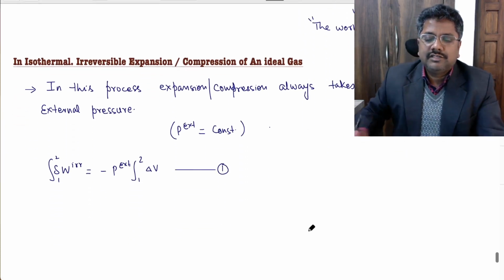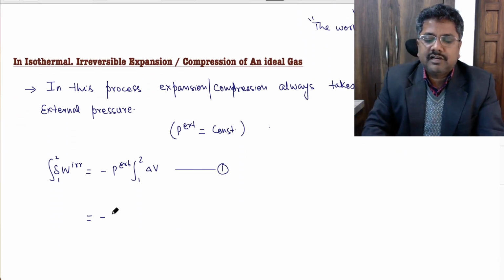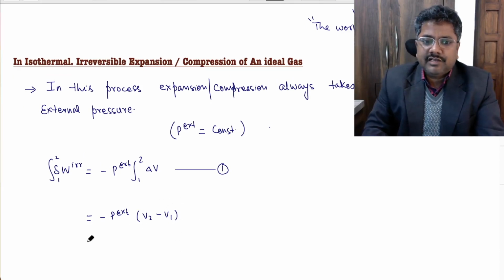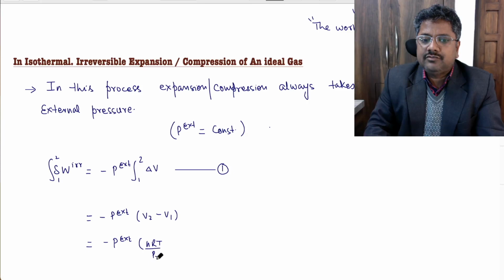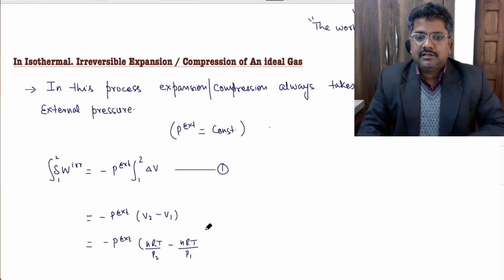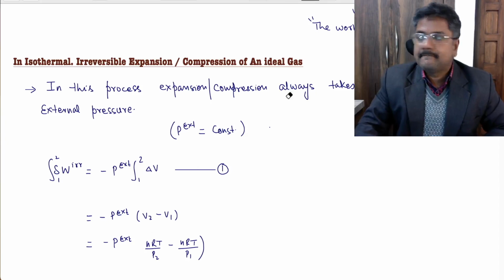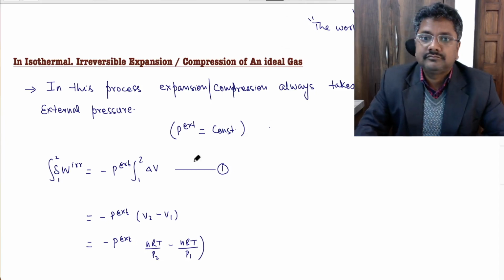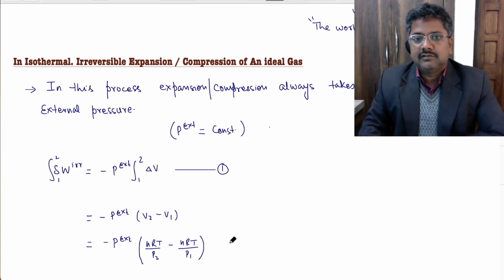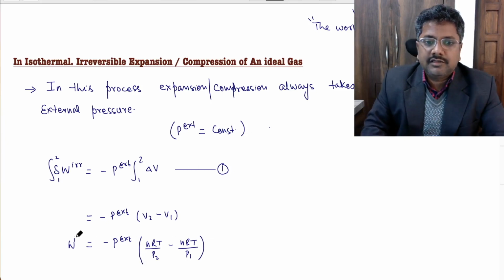This is the equation. So this time you will get minus P external times V2 minus V1. Now you can replace V with nRT by P, so you write nRT by P2 minus nRT by P1, right? So we can see this is the W irreversible.